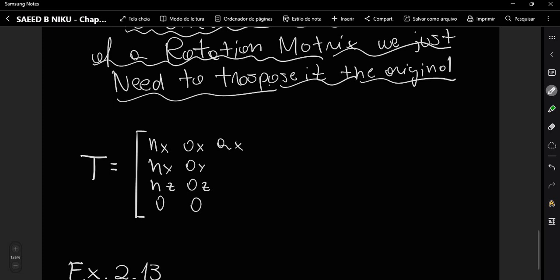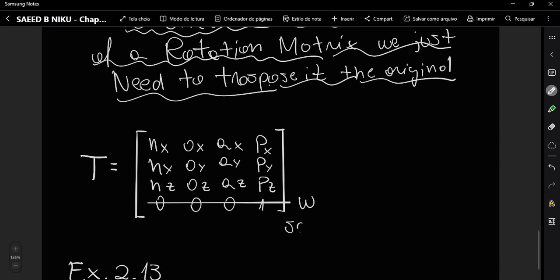ax, ay, az, and the vector. And this is the scale factor W, scale factor.